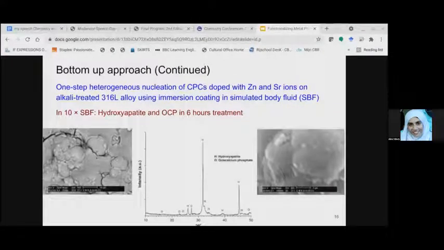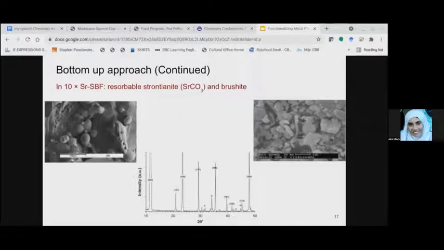Next, I accelerated the process by increasing the supersaturation of the simulated body fluid solution 10 times for calcium and phosphorus ions, and this resulted in the deposition of hydroxyapatite and octacalcium phosphate in 6 hours treatment. However, doping these highly supersaturated solutions with the strontium ions led to the deposition of brushite instead of hydroxyapatite.